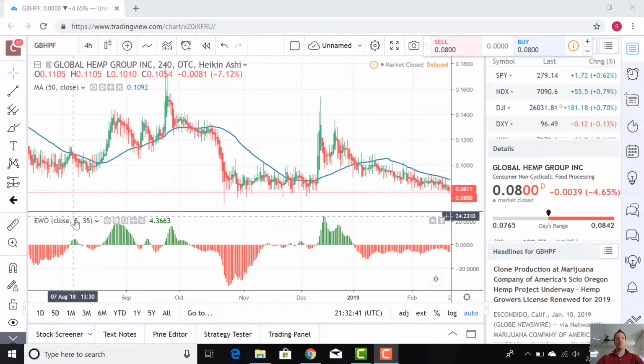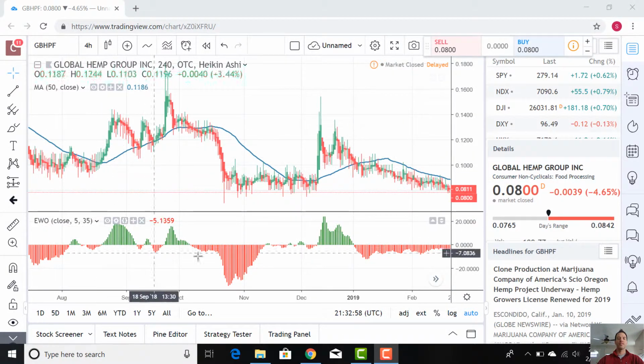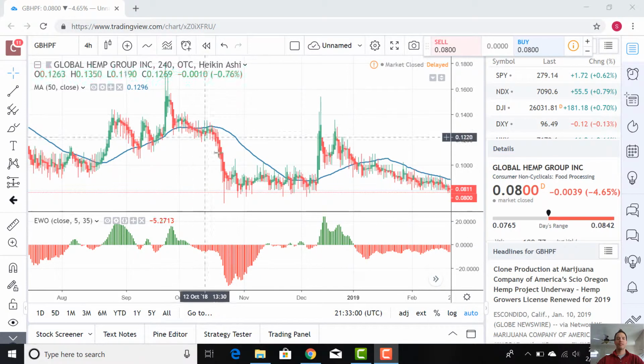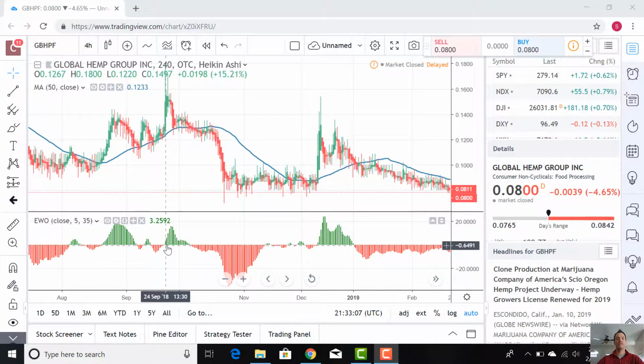So the 5 period window, or moving average, is obviously much more responsive to price. As price goes up, the 5 moving average is going to change much more quickly than the 35. Therefore, anything above 0 is going to represent upward trends in price. Anything below 0 is going to represent downward moves in price. So it's a pretty quick way to see which way the trend is going. This is a trend confirming oscillator or indicator.